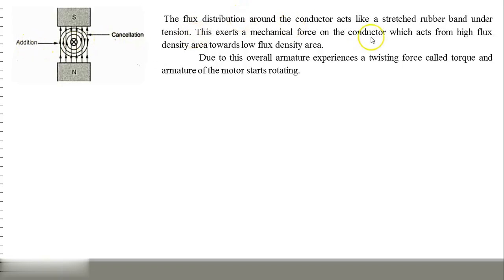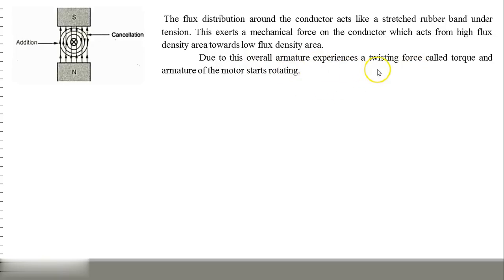The flux distribution around the conductor acts like a stretched rubber band under tension. This exerts a mechanical force on the conductor which acts from high flux density area towards low flux density area. Here high flux density area at addition of flux, low flux density area at the cancellation of flux. So generally rotor tries to move from strengthened side to weakened side. Due to this, overall armature experiences a twisting force called torque.